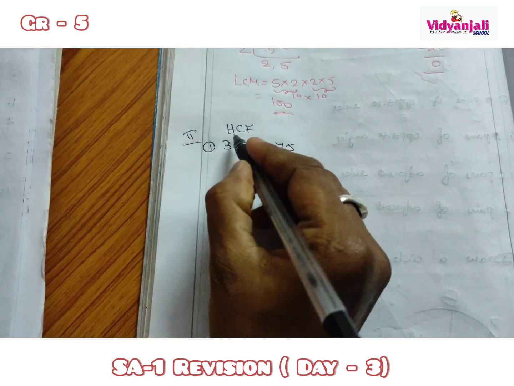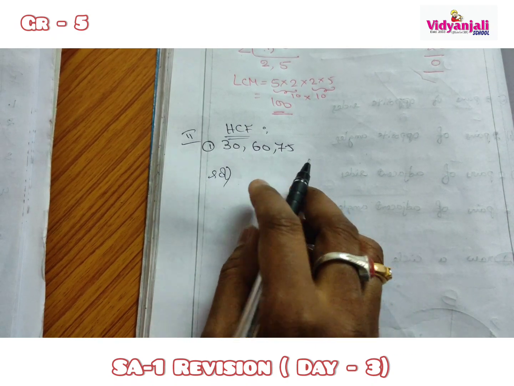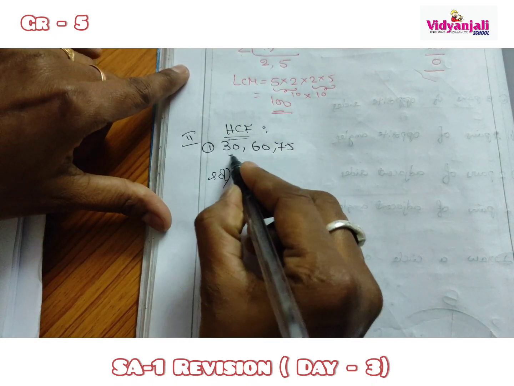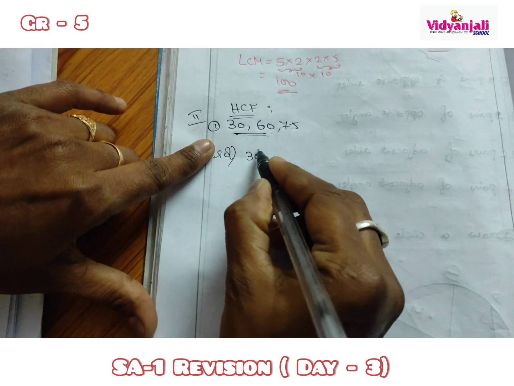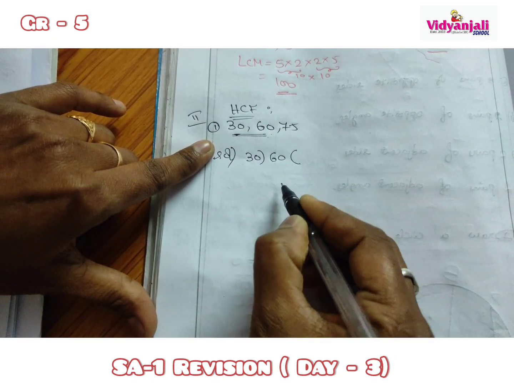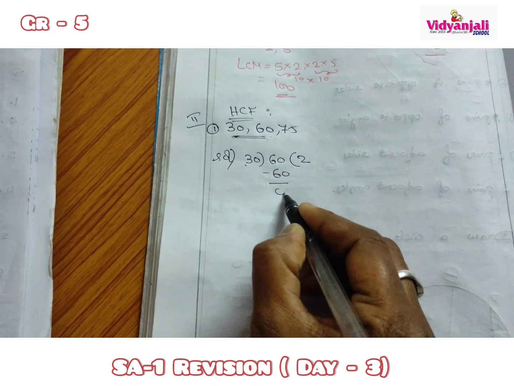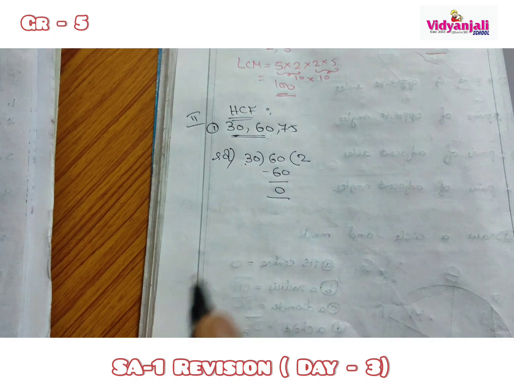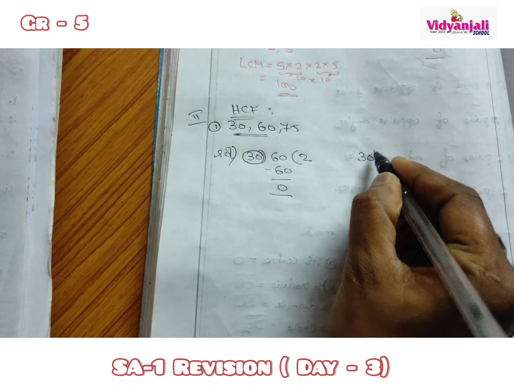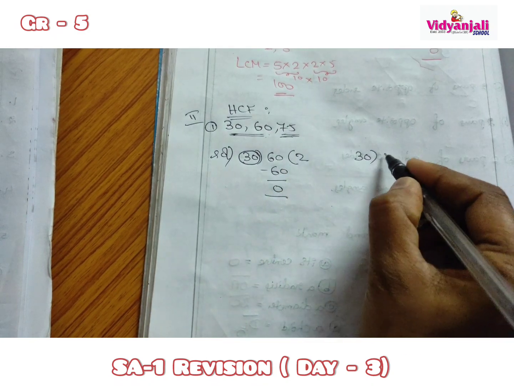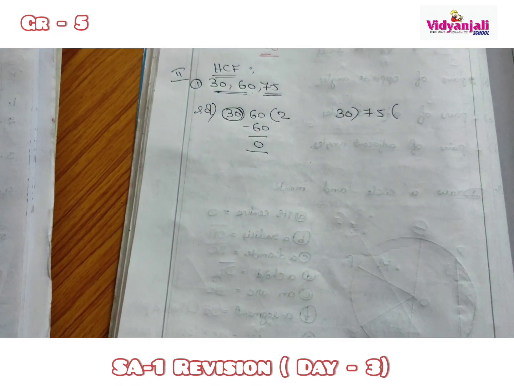See how to find the HCF. As we discussed, the best way is the long division method. How to use the long division method? First you take 30 and 60 and do division. 30 2s are 60. See, in the first step itself we got 0. So what to do? The last divisor and the leftover number, you take these two numbers and again do the long division method.